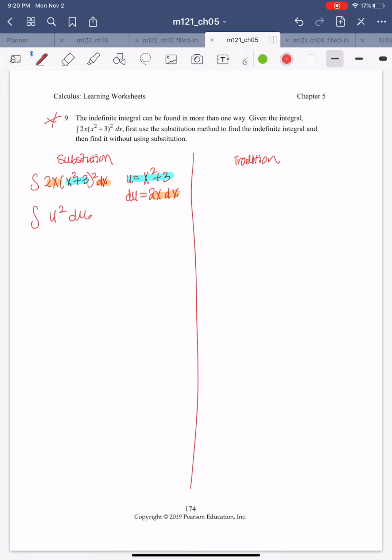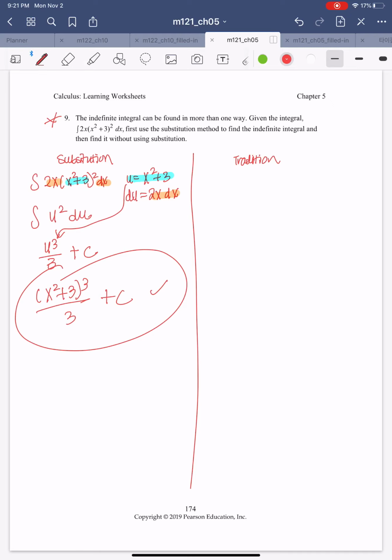Then raise power divided by new power. So u cubed over 3 plus c. Substitute it. So you have x squared plus 3 cubed over 3 plus c. Done. So quick, right? So this is the reason why we are doing it by substitution. Very quick and efficient. Okay.